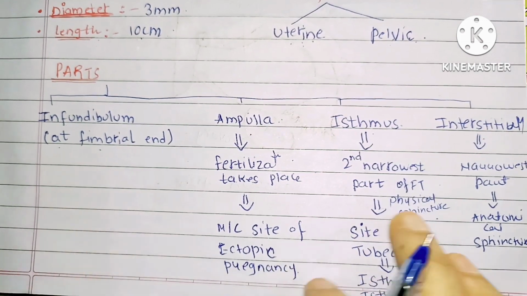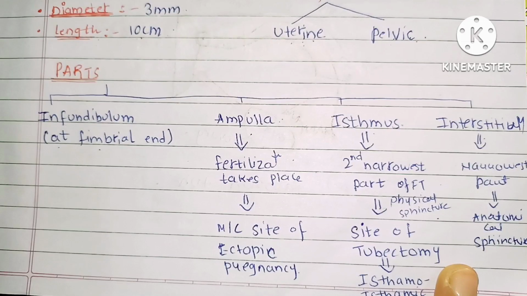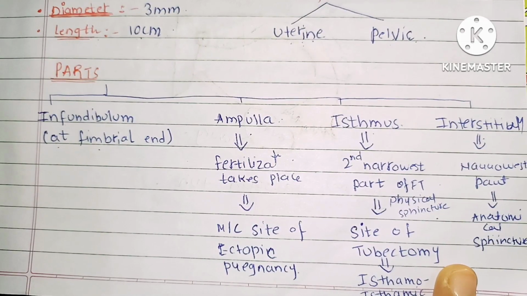What is ectopic pregnancy? Pregnancy other than in the uterus, that is, the zygote implants other than in the uterus, that is, in the fallopian tube or in the ovary or in the abdomen.